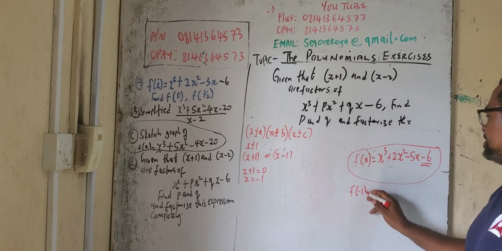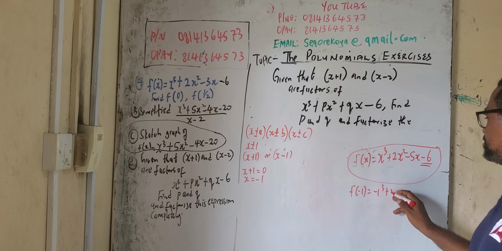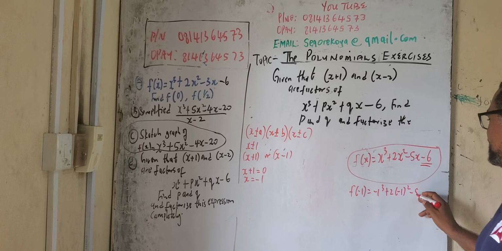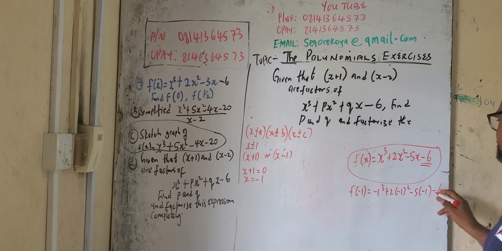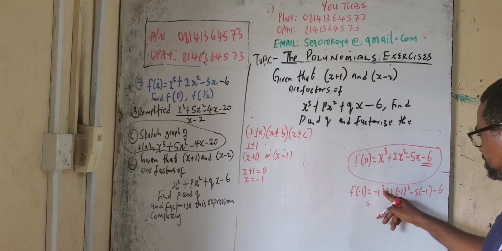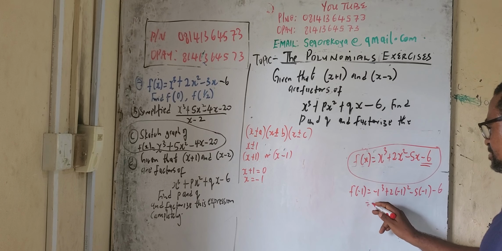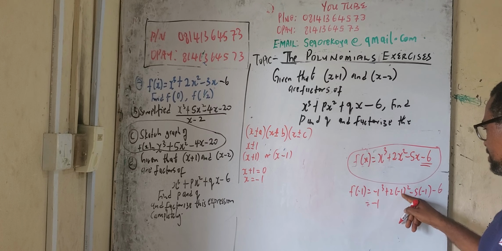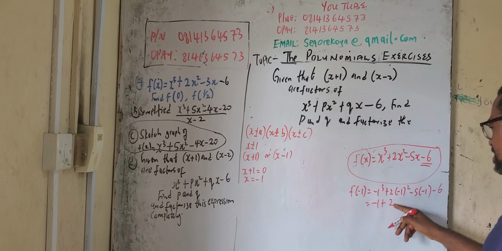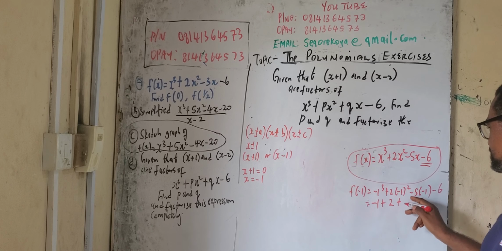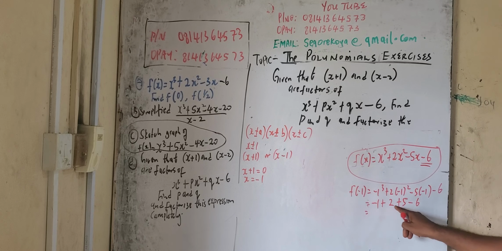f of minus 1 is equal to minus 1 cubed plus 2 times minus 1 squared minus 5 times minus 1 minus 6. So minus 1 cubed, this is an odd power, it gives me minus 1. Minus 1 raised to power 2, this is an even number, gives me positive. That's going to be plus 2 times 1, that's 2. Minus times minus is plus. 5 times 1, that is 5, minus 6. 5 plus 2 is 7. Minus 6 minus 1, that's minus 7. Minus 7 plus 7 gives me 0.